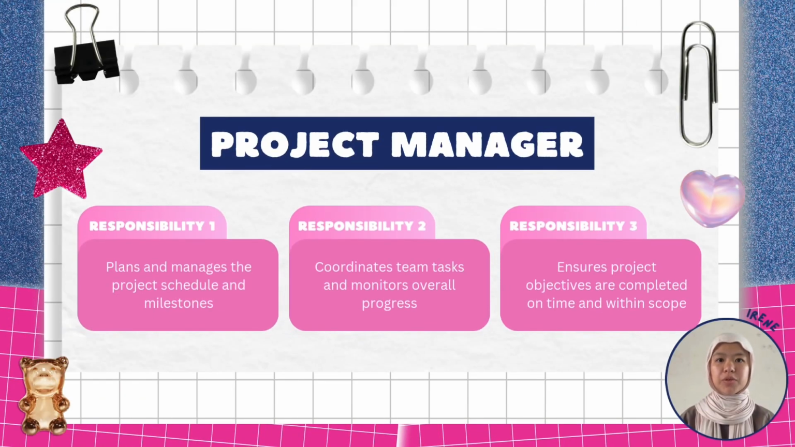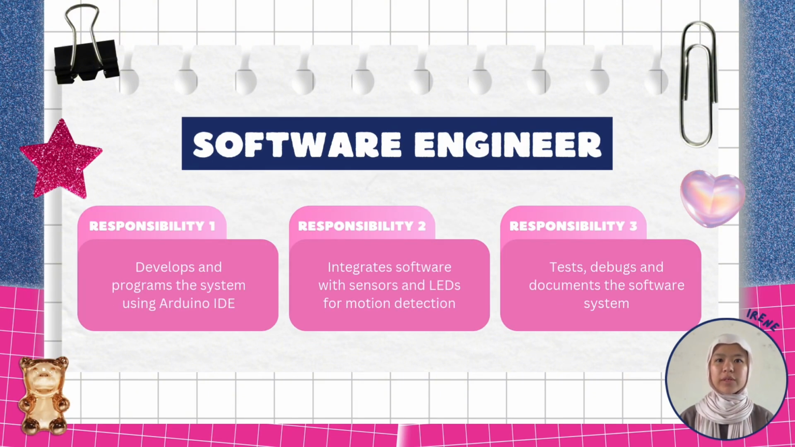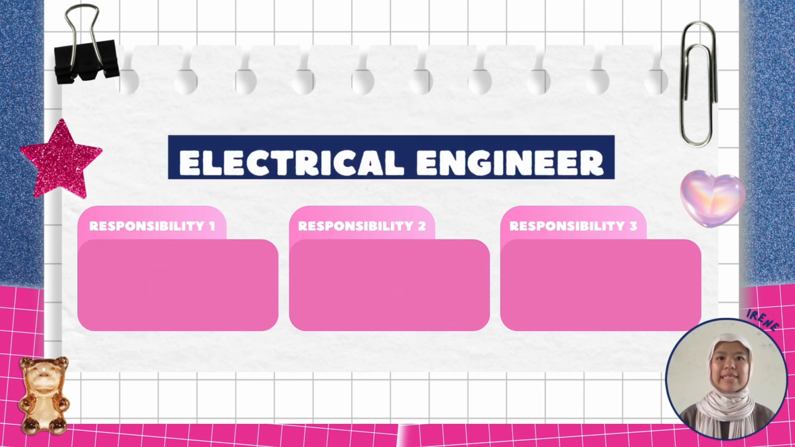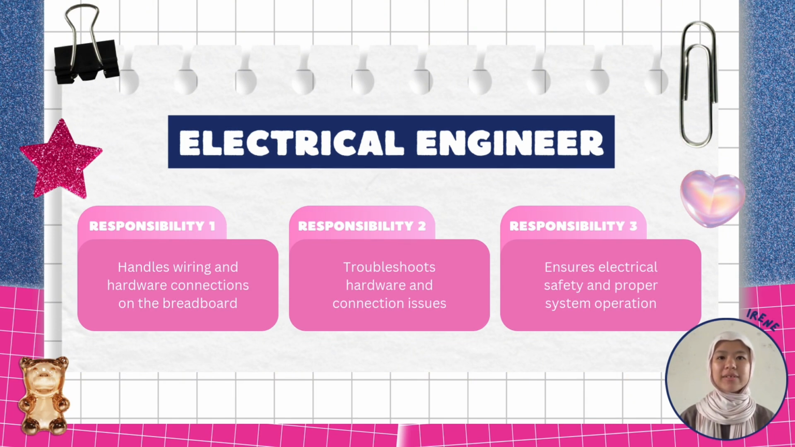Next, I will explain to you the responsibilities of each role in our project. The project manager plans and manages the project schedule, coordinates team tasks, and monitors the progress to ensure all objectives are completed on time. Next is the software engineer, who programs motion sensor Stair Light, integrates the software with sensor and LEDs, and performs testing, debugging, and documentation. Next is the electrical engineer, who handles hardware setup and wiring on the breadboard, troubleshoots hardware issues, and ensures the system operates safely and correctly.